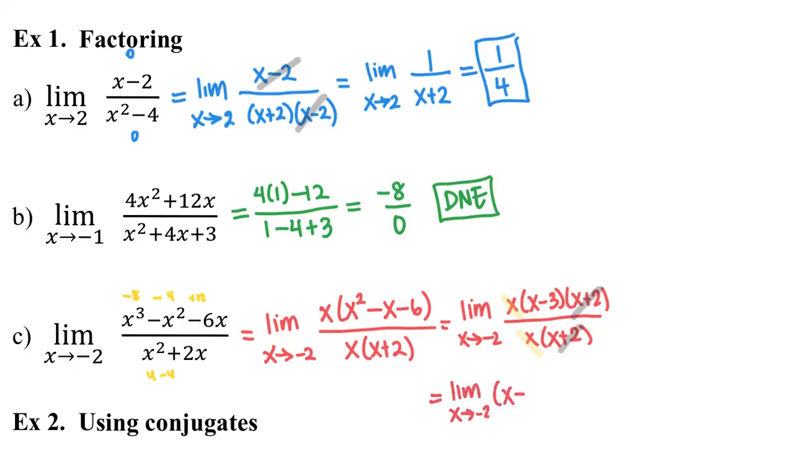So I'm just left with x minus 3. So if I plug in negative 2, I get the limit is negative 5. And again, the value of the function at negative 2 is not defined, but the limit does exist because as I approach it, the graph is doing some conclusive behaviors.